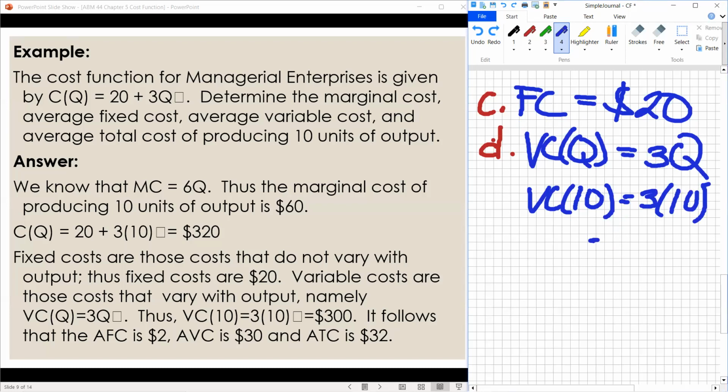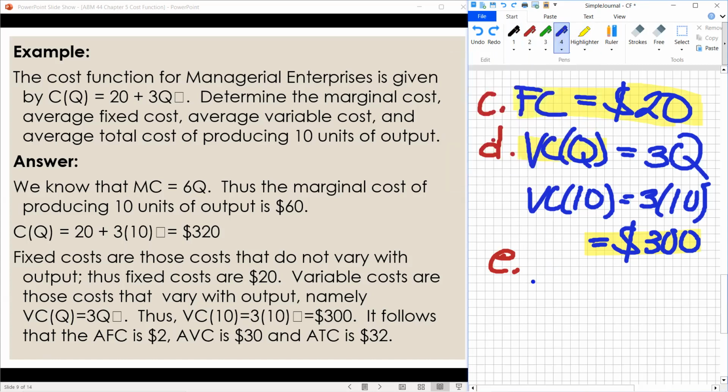So at VC of 10, that means now we have $300 here. So 10 times 3, that is $300. So that's how you'll get the variable cost. So it follows that the AFC is 2, AVC is 30, and ATC is 32. So the rest should follow. Given the variable cost and fixed cost, it's easier to find the average fixed cost and average variable cost.